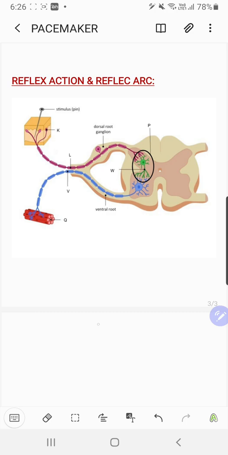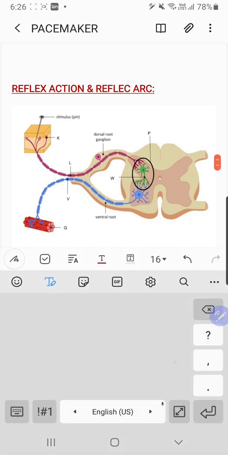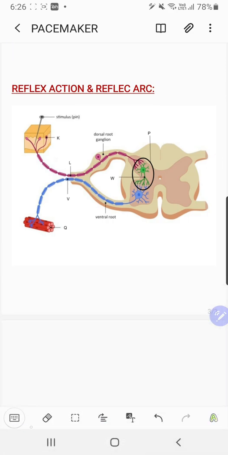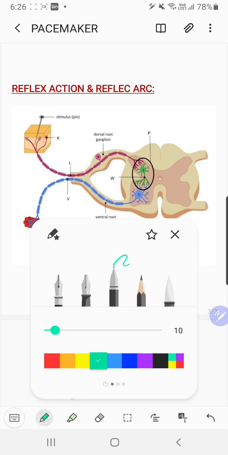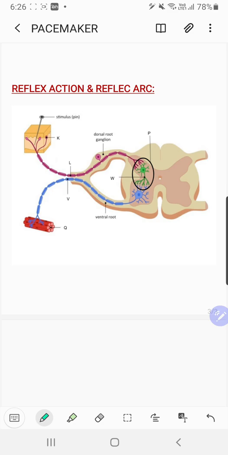This diagram is basically just, hold on. Let me select a pen. This one.